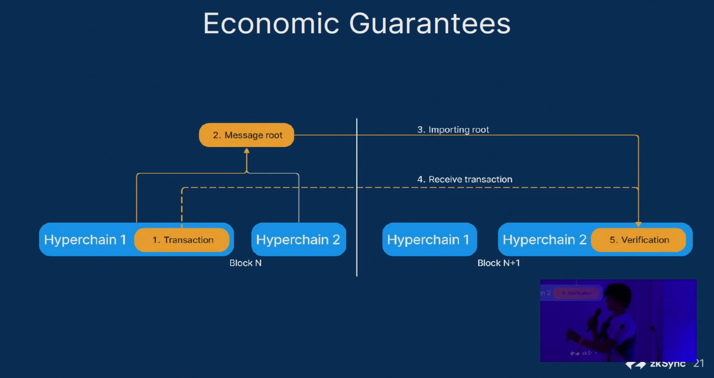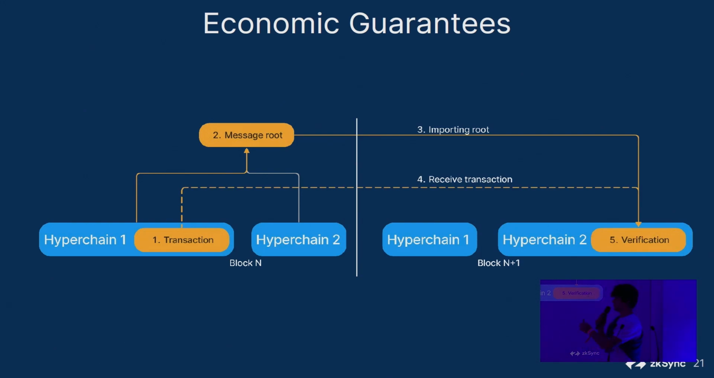You can import the message route earlier, but then it might be incorrect. If it's incorrect, then you will have to revert your state and your rollup. So there can be some sort of economic guarantee that makes sure that the message route is correct, but this does not scale to a very big ecosystem, because if a single message route is incorrect, then the whole ecosystem has to revert, which is a very big problem.